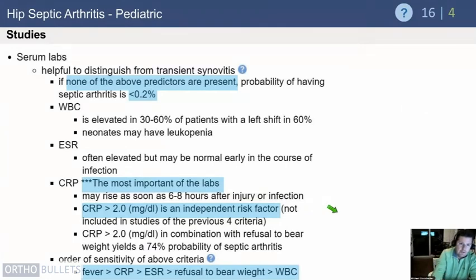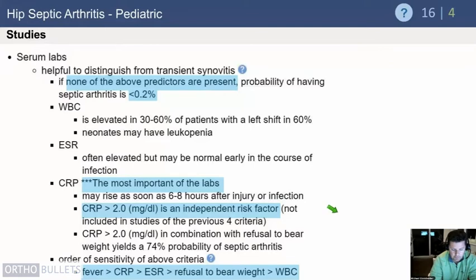So labs are very important to distinguish transient synovitis from septic arthritis. Basically, if none of those 4 factors that I talked about are present, then your risk of a septic arthritis is less than 0.2%. The problem, just as it is with osteomyelitis, is that these labs are not great all of the time. So white blood cells are elevated only about 30 to 60% of the time in patients. ESR can be elevated, but can also show other things, and it also can be normal early in the course of infection. CRP is probably the most important, and the reason is, it makes sense because it rises soon. It's up as soon as 6 to 8 hours after injury, and a CRP greater than 2 is an independent risk factor, even when you take away those 4 other criteria.